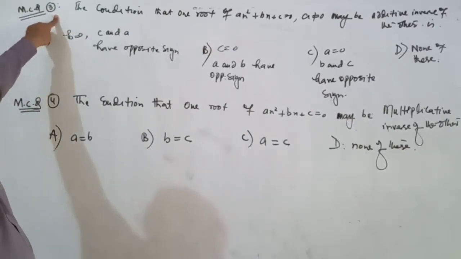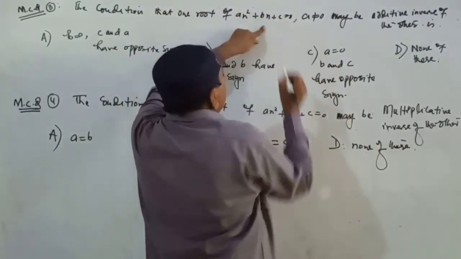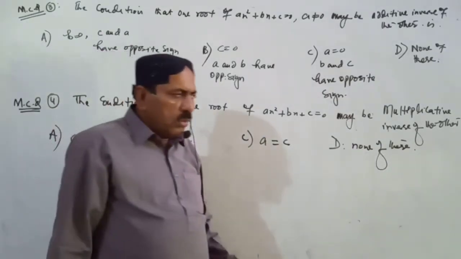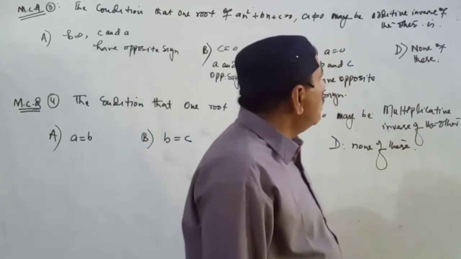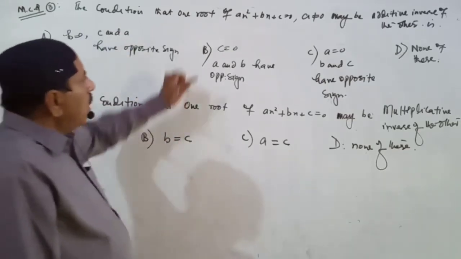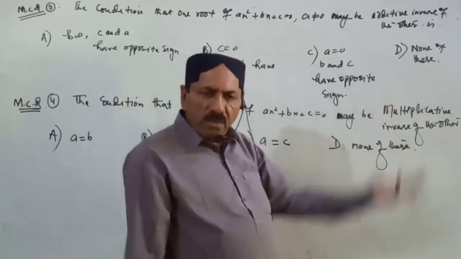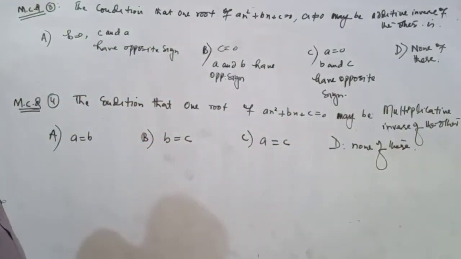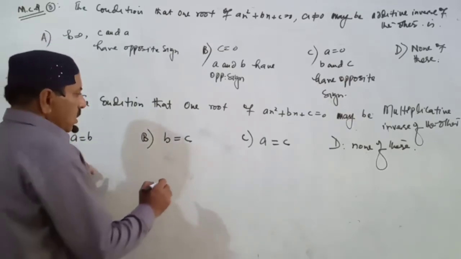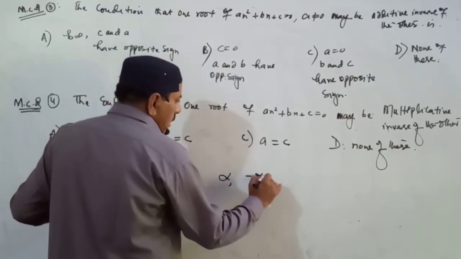MCQ number 3: the condition that one root of ax square plus bx plus c is equal to 0 may be the additive inverse of the other. If both roots are additive inverses of each other, what will the condition be? b will be 0 and c and a have opposite signs, or c will be 0 and a and b have opposite signs, or a will be 0 and b and c have opposite signs, or none of this. The assignment is to form the equation whose roots are additive inverse to each other. Means if one is alpha, the other will be minus alpha, so beta will be minus alpha.